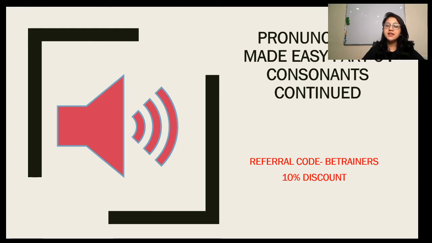I've earlier done a class on monophthongs, that is the pure sound, single sounds, and another one on diphthongs. Now these two, monophthongs which consist of 12 sounds, diphthongs which consist of 8 sounds, and consonants which consist of 24 sounds, they all come to an end today with the last class on the pronunciation made easy phonemic chart.